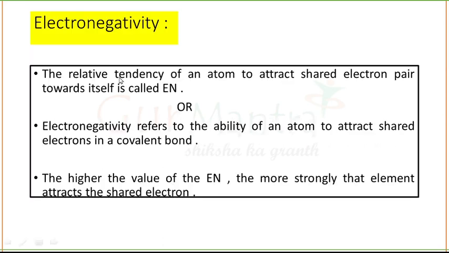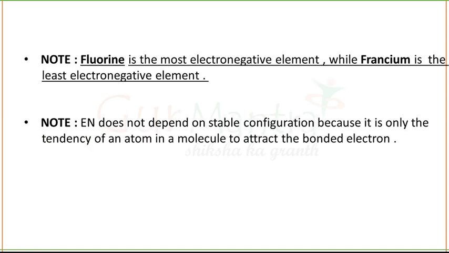And this point number 3 is very important, as the higher the value of electronegativity, the more strongly the element attracts the shared pair of electrons. It means the higher value of electronegativity means the element is strongly attracted to the shared electrons. The compound will form the higher electronegativity element.